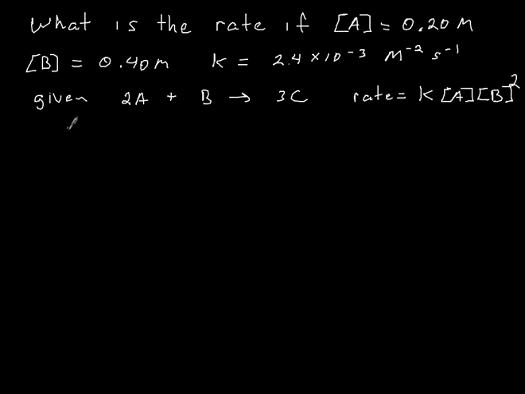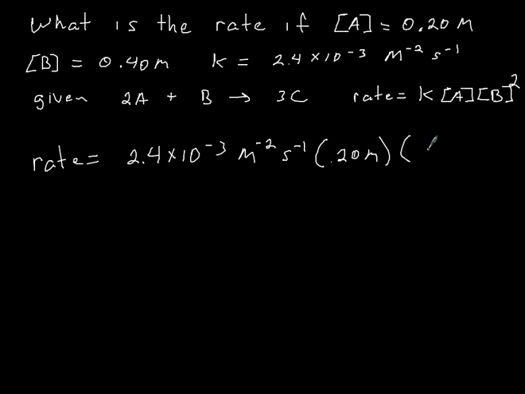And so the rate is equal to k, which is the 2.4 times 10 to the negative 3 inverse molar squared inverse second, times the concentration of A to the first power, so that's going to be 0.20 molar, times the concentration of B squared, so 0.40 molar squared. Mathematically, that gives you 7.668 times 10 to the negative 5.